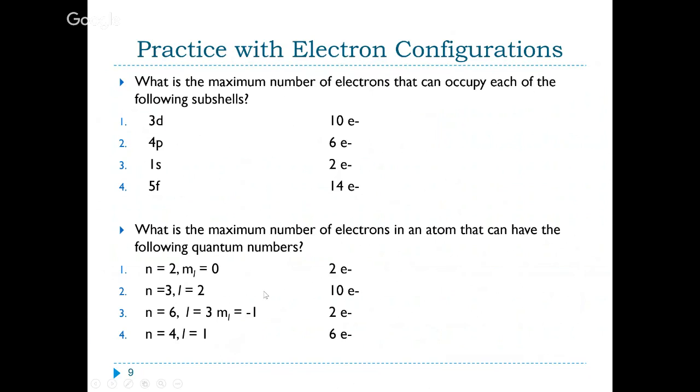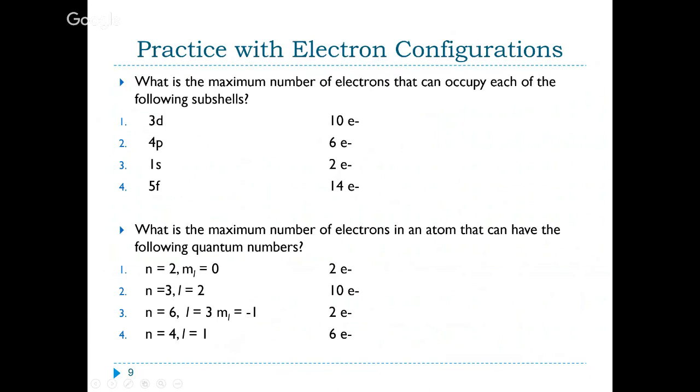For a p subshell, you have 3 p orbitals. 3 times 2 is 6. For an s orbital, you only have 1 of them, so 2 electrons. For an f subshell, you have 7 orbitals, each holding 2, so 7 times 2 is 14. So regardless of your energy level, this is the maximum number of electrons that each of your subshells can hold.